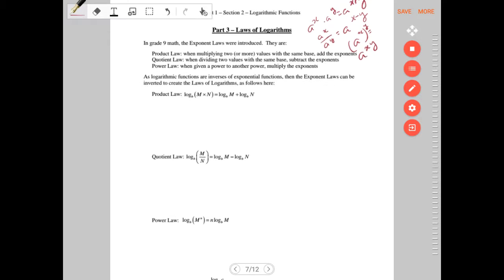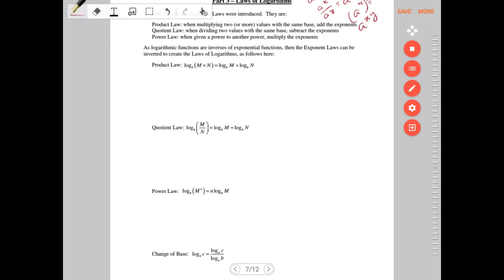Okay. Good. So I'm going to show a proof and how those exponent laws can be used to create the logarithm laws. You don't have to memorize this process, but you should watch to see how this is accomplished. Okay, so product law of multiplication. Just remember that all of these log laws are on your formula sheet.